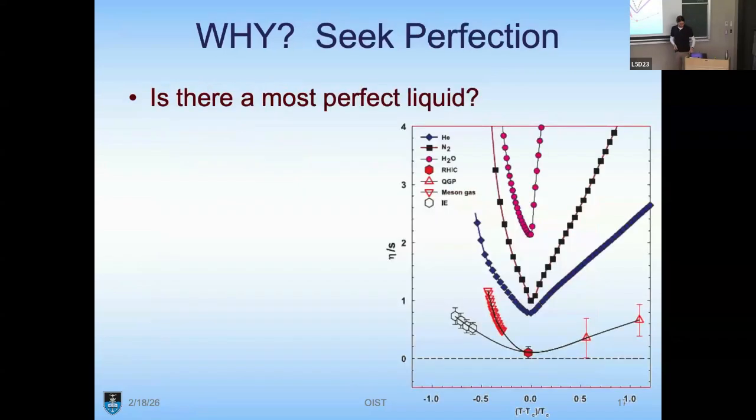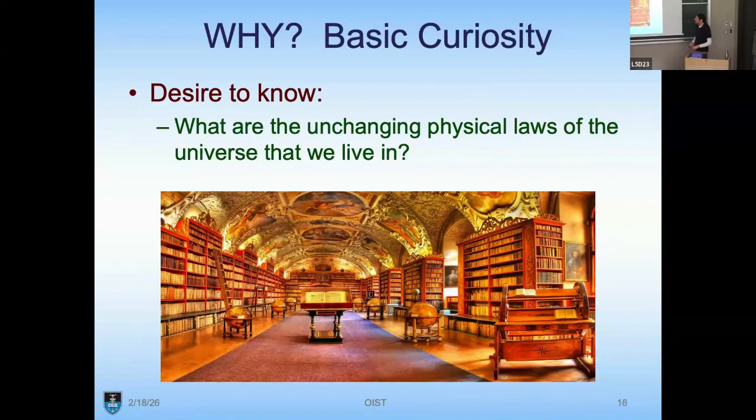So what was that library? Where is it? I think it's in Spain. Yeah, it's a good question. So you want to visit, eh? It says OIST. All of my slides say OIST.